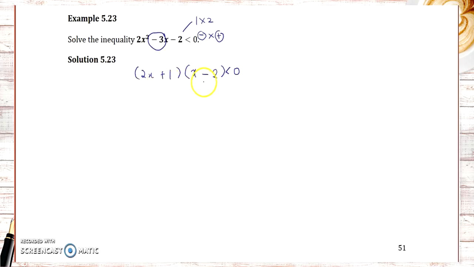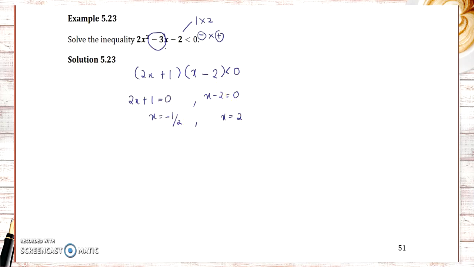After we factorize the left hand side, what makes the left hand side equal to 0? From the first bracket, we have 2x plus 1 equals 0, and x minus 2 equals 0. So x is equal to negative 1 over 2, and x equals 2. This is the border of the table.